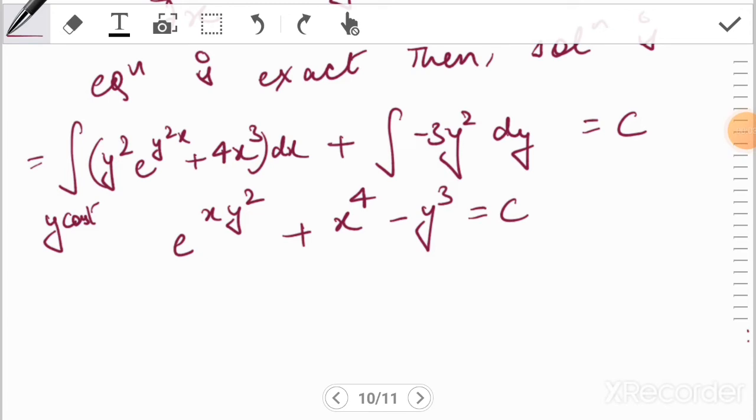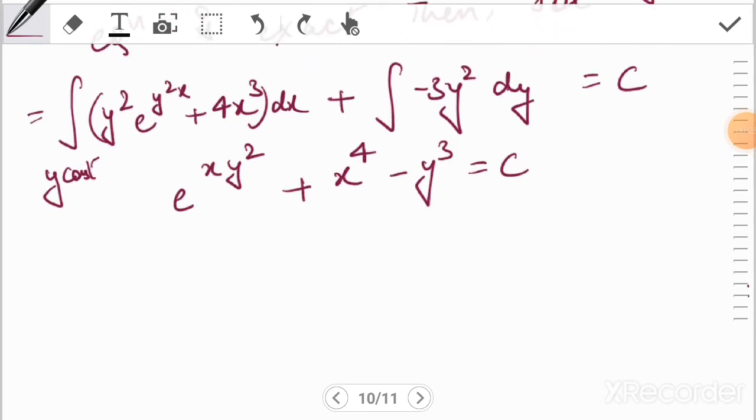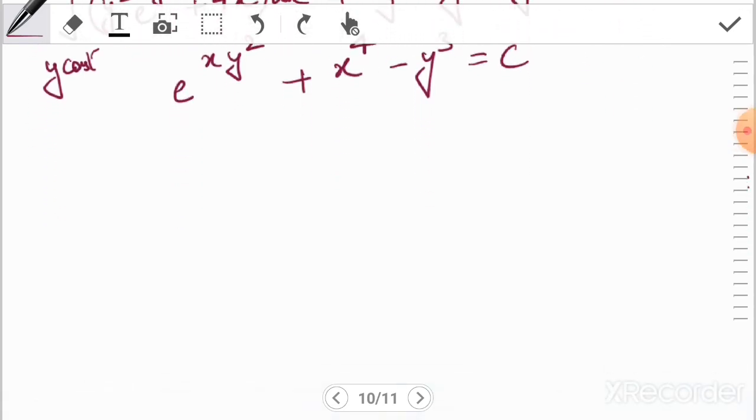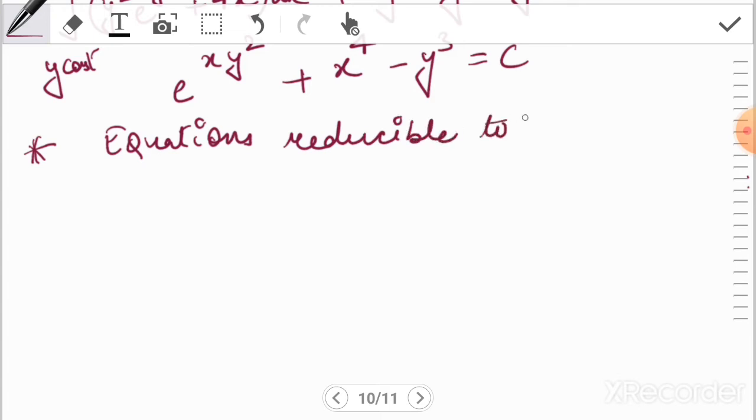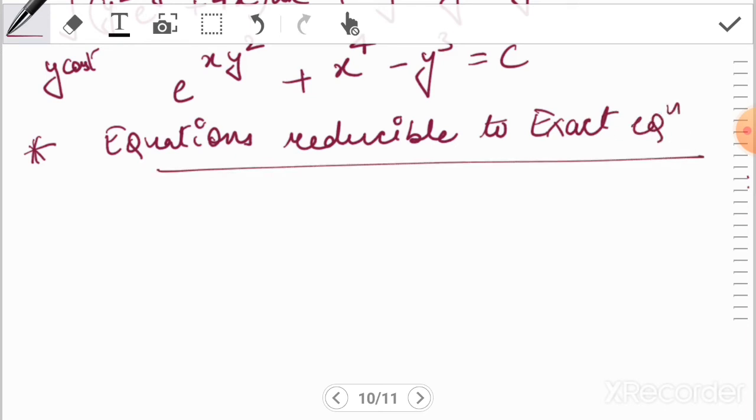Sometimes a differential equation which is not exact can be made so on multiplication by a suitable integrating factor, and such an equation can be reduced to an exact equation, and then we know how to handle exact equations, right? So first is integrating factor by inspection.